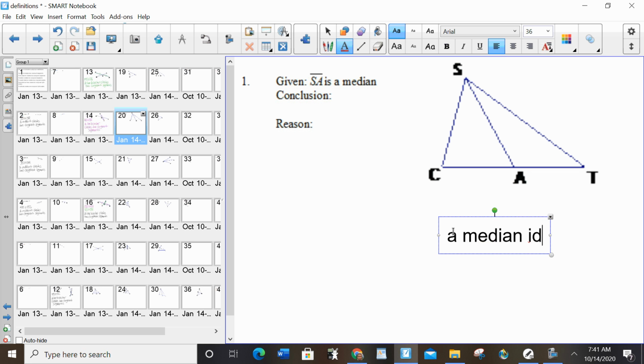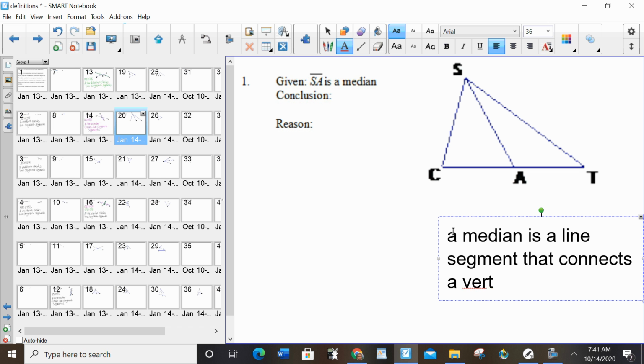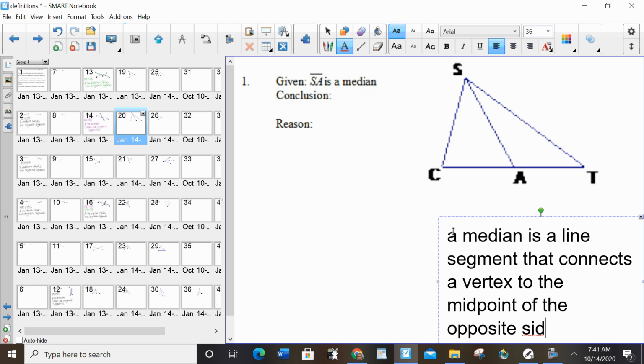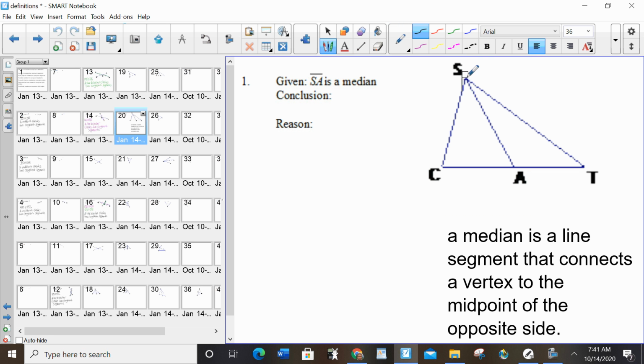a median is a line segment that connects a vertex to the midpoint of the opposite side. So that is something that's very important to understand in this course in general. A median is a line segment. It's a line segment that goes from a vertex to the midpoint of the opposite side.